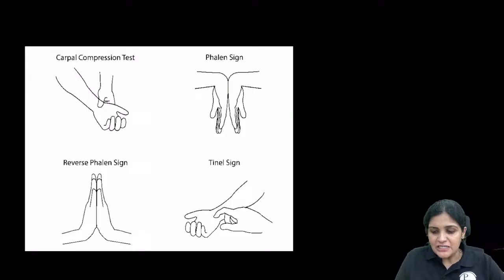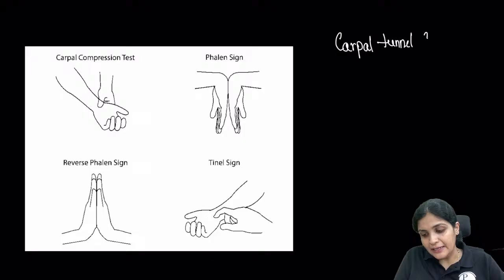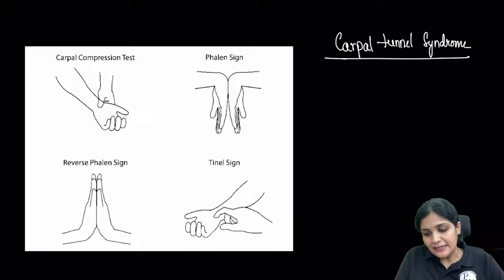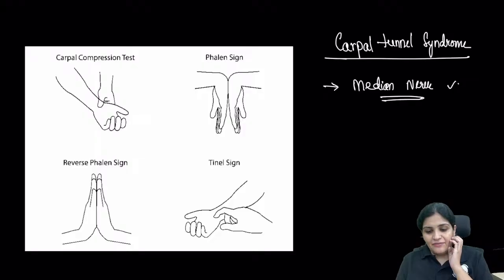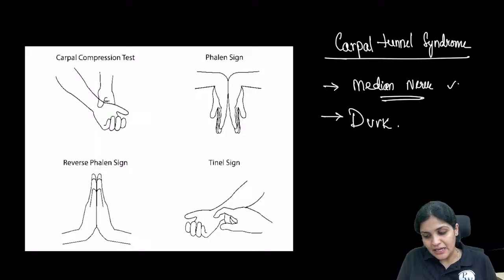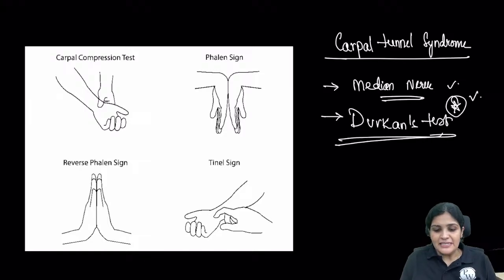And what are these tests for? These are for carpal tunnel syndrome. So what is carpal tunnel syndrome? There is a compression of the median nerve. There are various tests. The direct compression test is called Durkan's test. This has been asked in NEET PG, so there is a high chance of it being asked this year. Durkan's is direct compression.